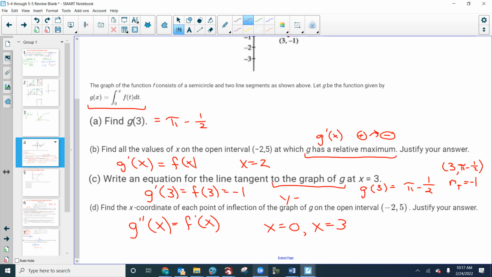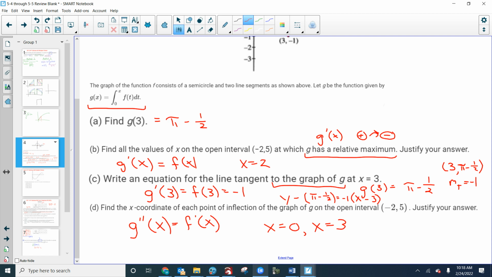Y minus pi minus a half equals m, which is -1, times x minus 3 is your tangent line. If I'm on the AP test, I'm not even spending time distributing that negative. They'll accept ugly answers. Questions on that?